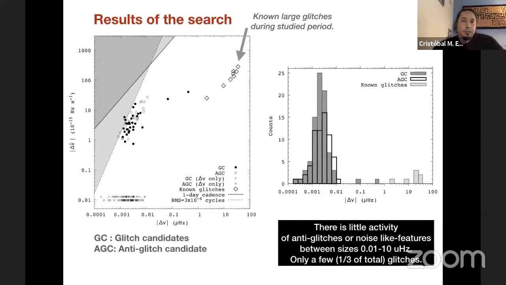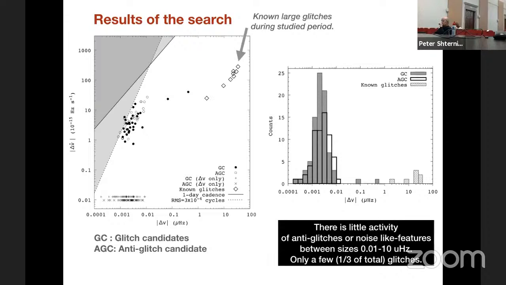So the plot on the left-hand side is delta nu dot versus delta nu. So this is the size of the glitch. The diamond symbols show the non-large glitches that are well known; these have been known for years now. There are more glitches in this part of the diagram, but we are only plotting here those that correspond to the time interval that we analyzed.